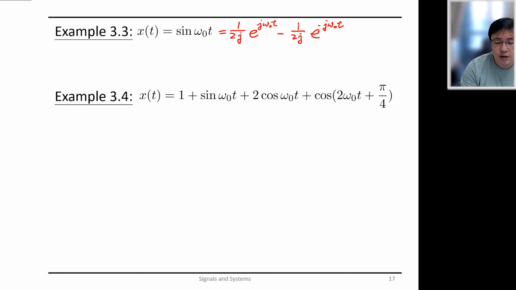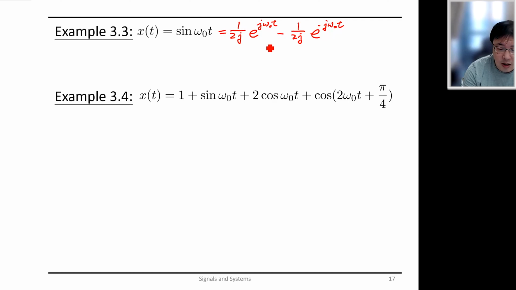So if you take e to the j omega naught t and subtract e to the minus j omega naught t, the real part, cosine, cancels out, and what remains is 2 times the imaginary part, which is j sine omega naught t. By dividing by 2j, you get rid of the coefficient in the front, and what remains is sine omega naught t. So by this expression, it's evident what the Fourier series coefficients are.